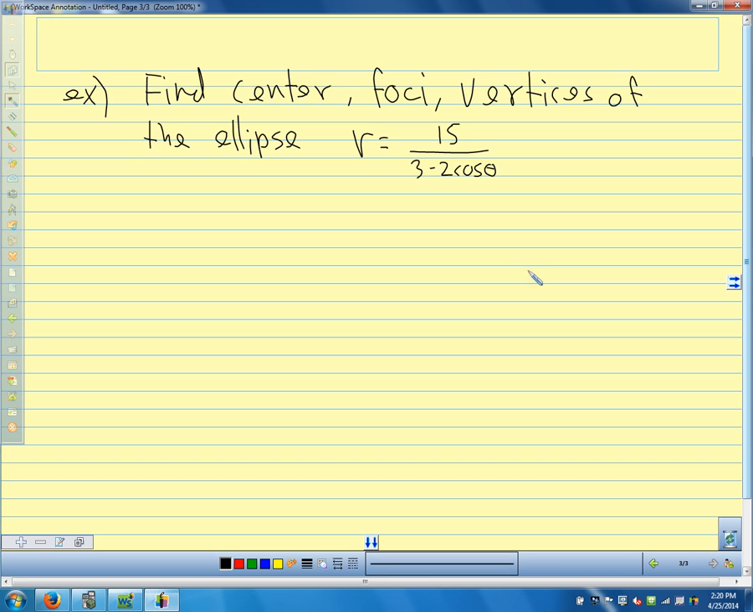All right, before we start working, vertical or horizontal major axis? Just a cosine theta in there, so it has what kind of symmetry? Polar axis symmetry. The polar axis is horizontal, and one focus is at the pole. So this is going to give us a horizontal ellipse. Our axis is horizontal. So our ellipse is either going to look like this, since one focus is at the pole, or it could look like this. It's going to look like one of these two, but one focus is always at the pole.